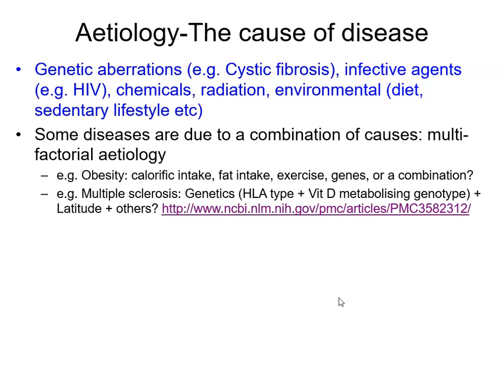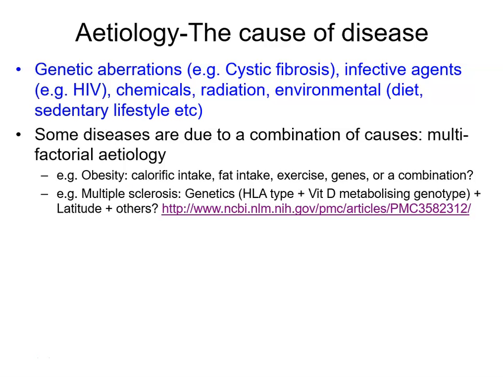So lots of diseases have a single cause. Other diseases have what we call a multifactorial etiology, multiple causes to that disease. So examples might be obesity, calorific intake, fat intake, exercise, genes, or a combination of all of those things. Those are all multifactorial causes of the disease. An interesting one here, and it's really worth following this paper here, is multiple sclerosis.